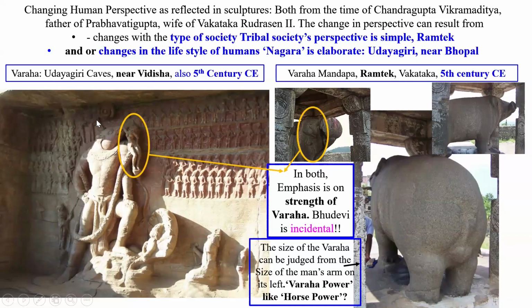And you see, the importance is to show the power of this Varaha, who is representing metaphorically Chandragupta, who rescued his kingdom from the Hunas. And this poor Bhumi is hanging on for dear life from his tusk because she is not that important. This is all about the Varaha. And this is also the same Varaha. And it's the same period because this is erected by his daughter. But look at it. It's pure, raw, like horsepower. This is Varaha power.